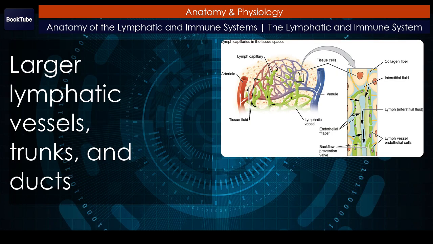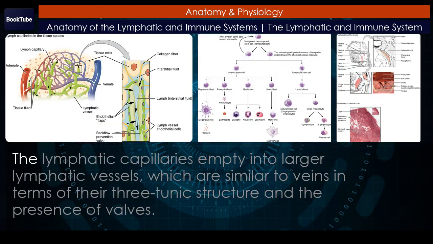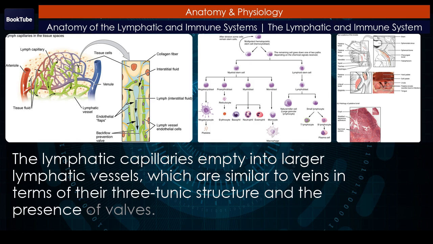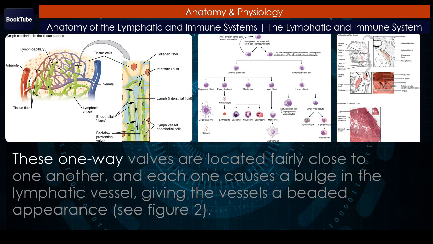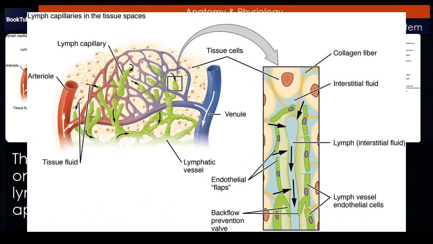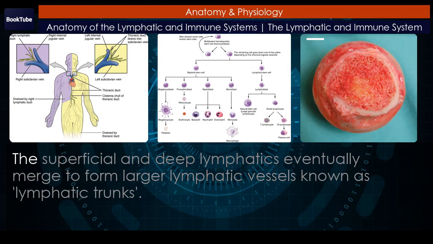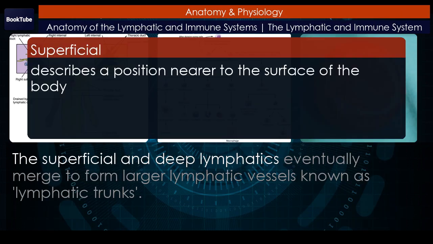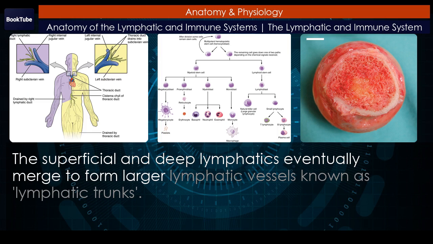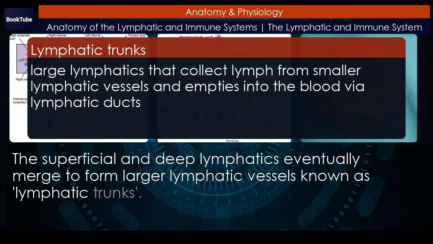Larger lymphatic vessels, trunks, and ducts. The lymphatic capillaries empty into larger lymphatic vessels, which are similar to veins in terms of their three-tunic structure and the presence of valves. These one-way valves are located fairly close to one another, and each one causes a bulge in the lymphatic vessel, giving the vessels a beaded appearance. See Figure 2. The superficial and deep lymphatics eventually merge to form larger lymphatic vessels known as lymphatic trunks.